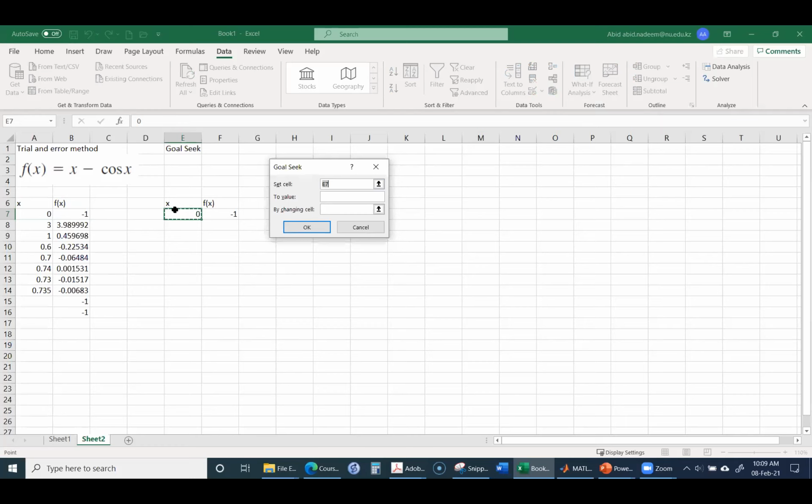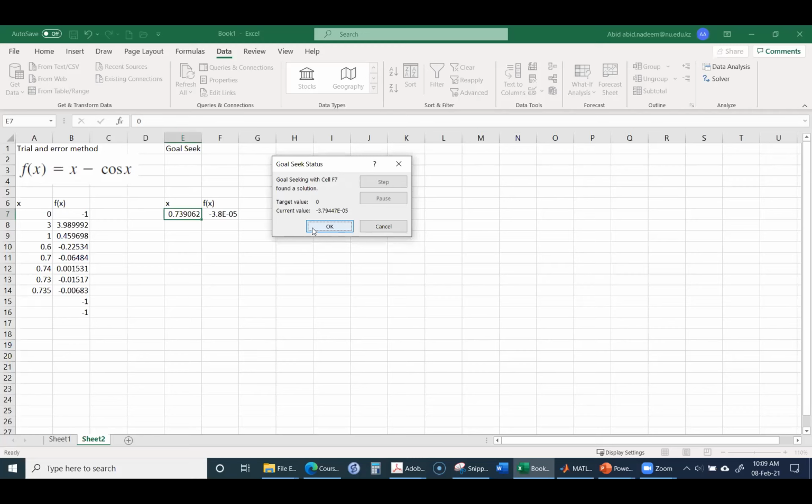So what I want in this case is to set this cell, that is the function value of the function of x, to 0, because I want to make this 0 by changing this value of x. I have selected this value of x, and now I will click OK. After a few milliseconds, we see that the value of the function of x has reduced to minus 3.8 times 10 to the power minus 5, which is very close to 0.